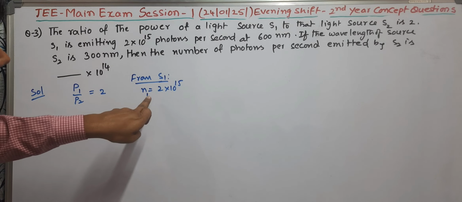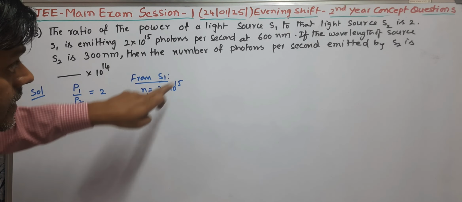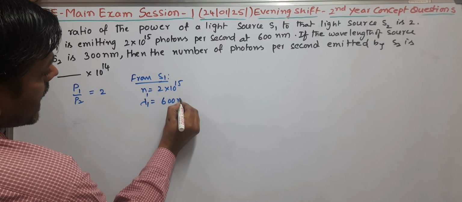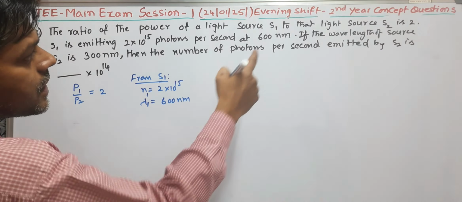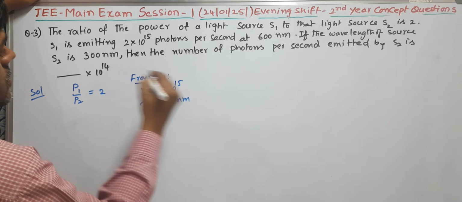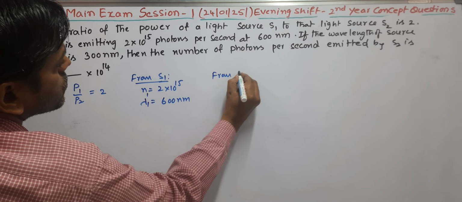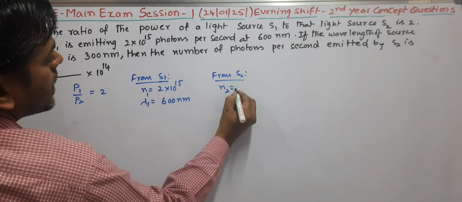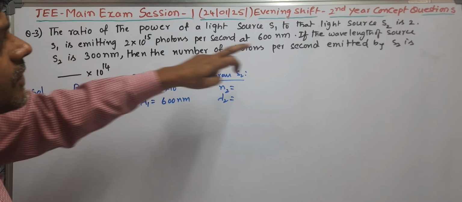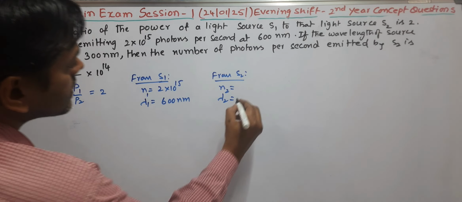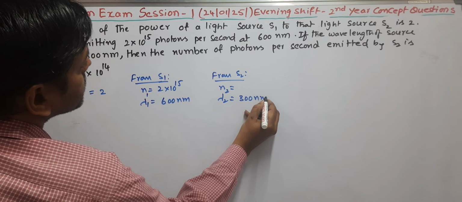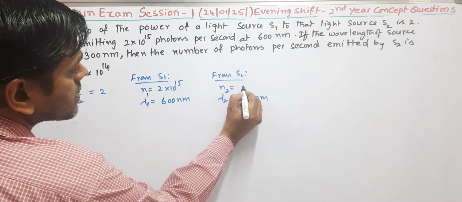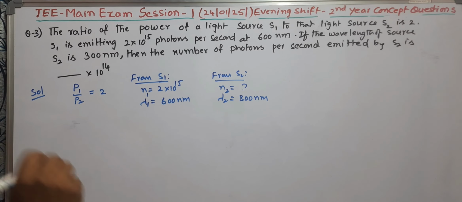Moreover, the wavelength of light is lambda 1 equal to 600 nanometer. If the wavelength of source S2, lambda 2, is 300 nanometer, then the number of photons per second emitted by S2, N2, is how much?